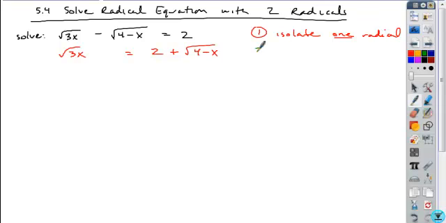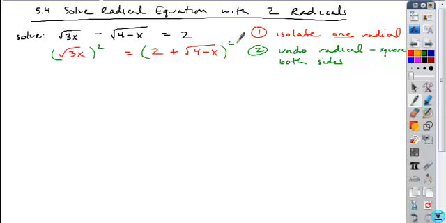Okay, the second step is to undo your radical. Remember, when you undo your radical, you basically just square both sides. So when we square the left side, no big deal. But when we square the right side, it changes. It's a little more complex. The left side, we just cancel the radical, so that leaves a 3x. But on the right side, you have to still account for that binomial square expansion pattern.